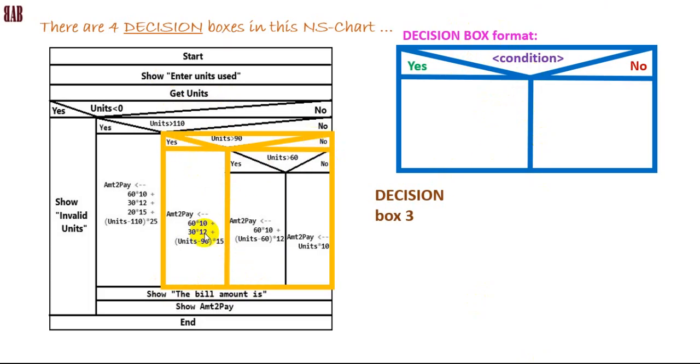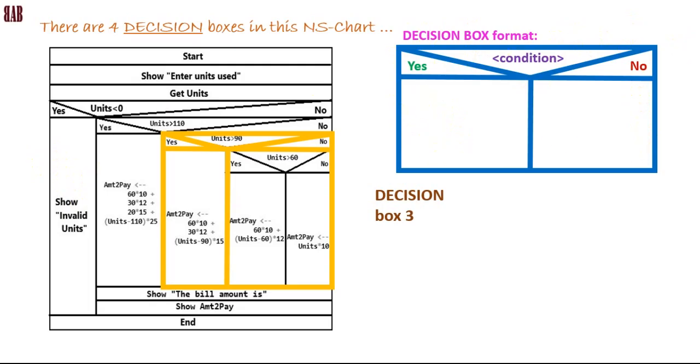So the yes side has this. For this decision box, the yes side is this. Finally, every decision box has to have a yes side and a no side. Okay, that's how you can make a decision.